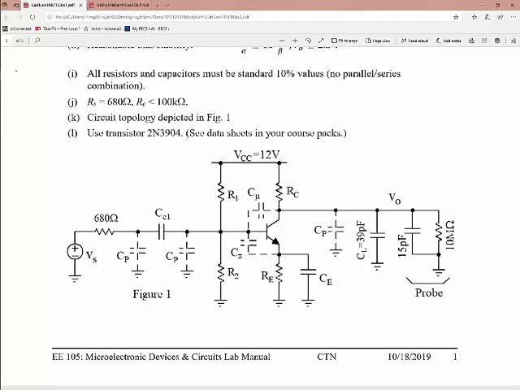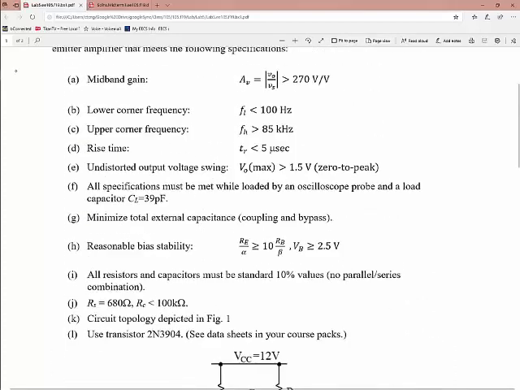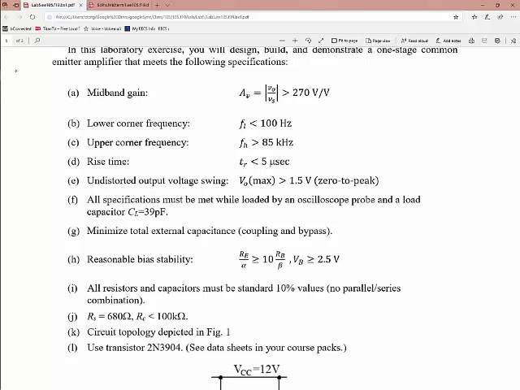What you're going to need to do is design these resistors and this transistor, and these capacitors around it, so that you get a very specific spec. This amplifier is going to give you a certain amount of gain that you need to have. In this case, we want 270 volts per volt of gain. You're going to have a lower corner frequency of 100 hertz.